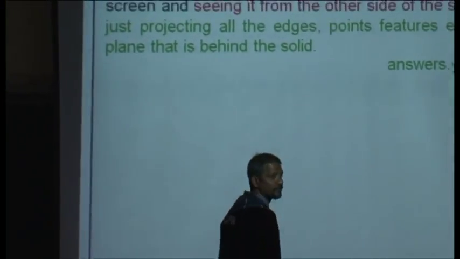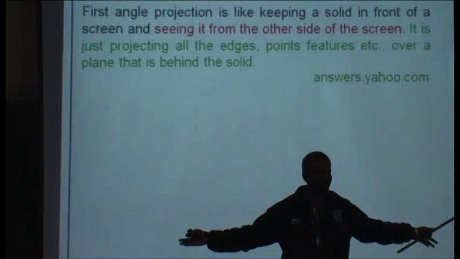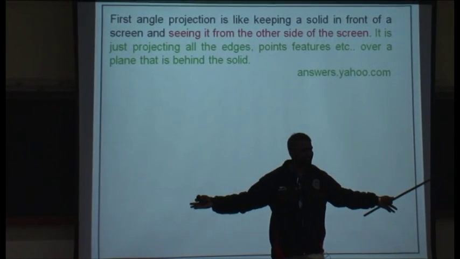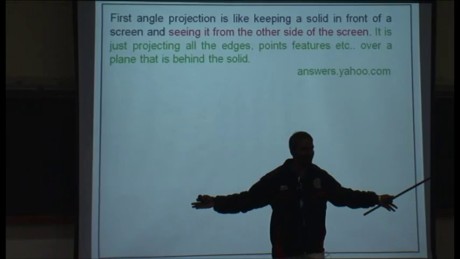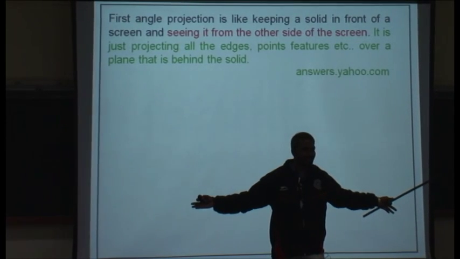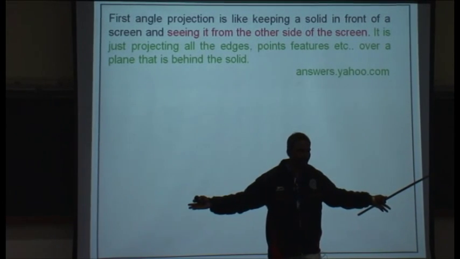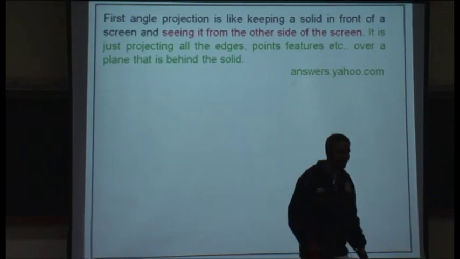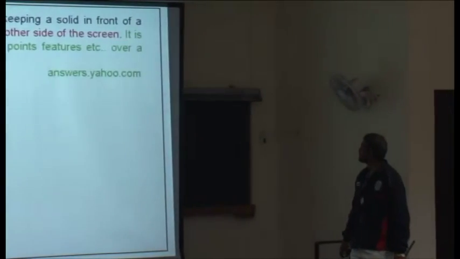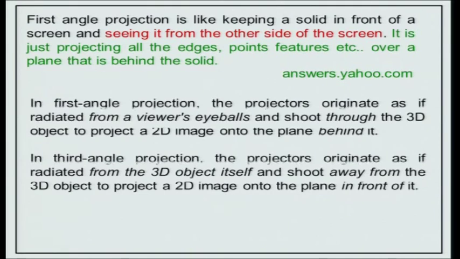Seeing it from the other side of the screen. If I'm standing here, and if an image of mine, an instance of mine, CSC 101, goes back and looks at myself from behind the screen, what will that instance of mine see? My backside, the mirror image, which is not quite right. Fine. It is just projecting all the edges, points, features, etcetera, over a plane that is behind the solid, which is something that we have been doing, which is okay.